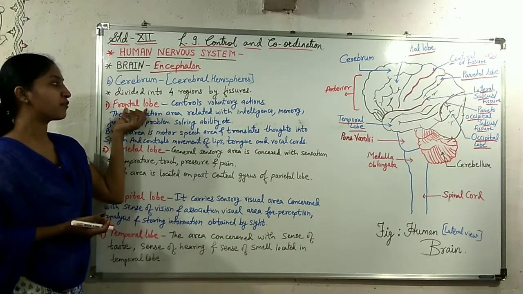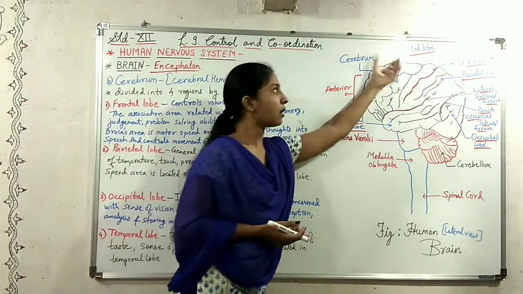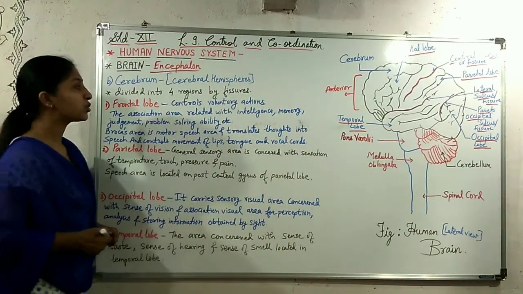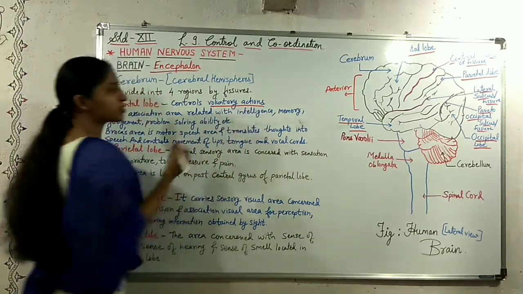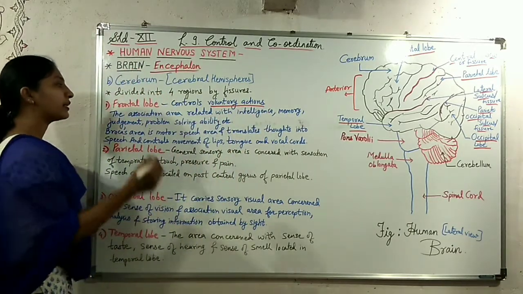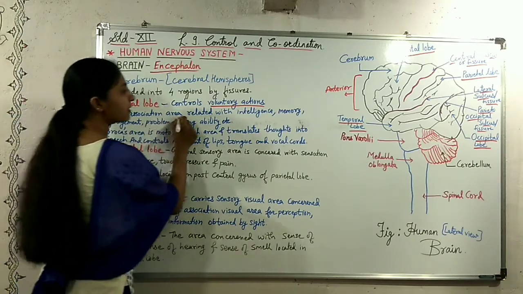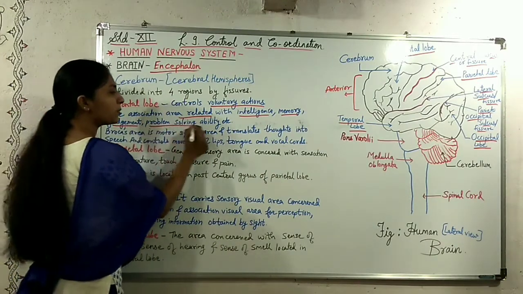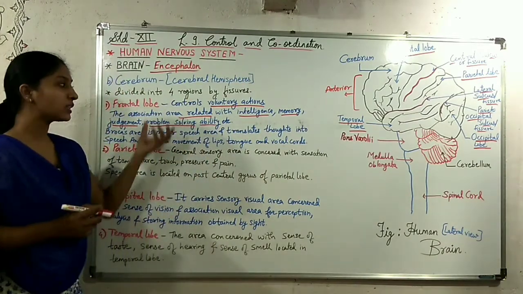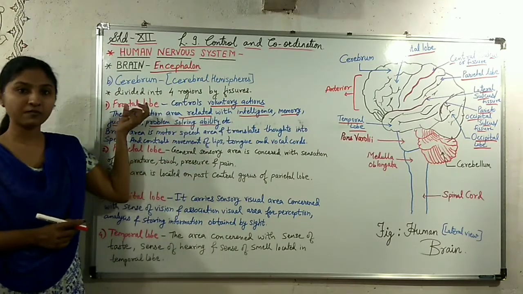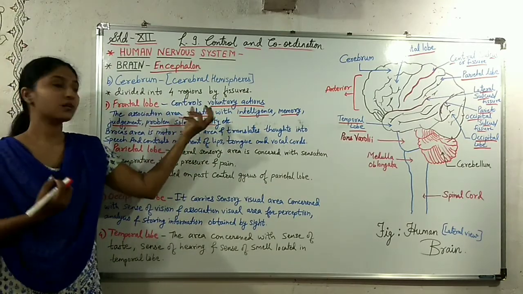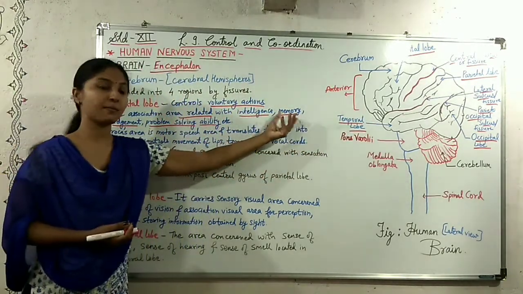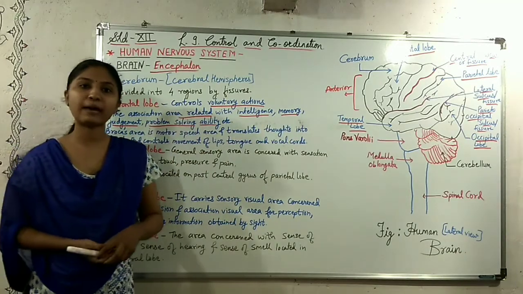First is the frontal lobe. The anterior upper side is the frontal lobe. Frontal lobe controls the voluntary actions of our body, and its associated areas are related with intelligence, memory, judgment, problem solving ability. So all these activities are controlled by the frontal lobe.